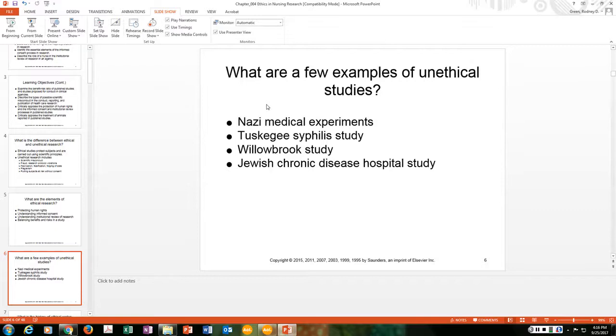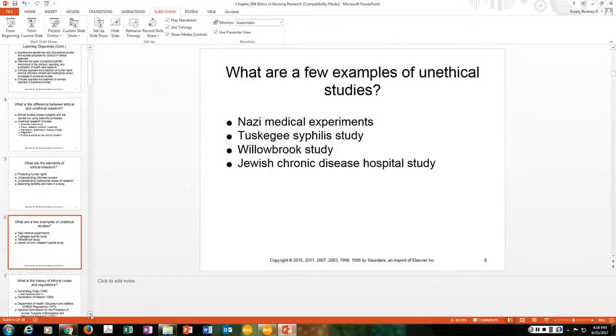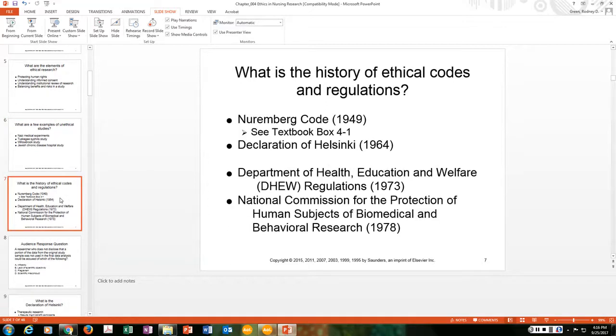And the Jewish Chronic Disease Hospital, this was 1960, this was an unethical study where, you won't believe this, live cancer cells were injected to patients. No informed consent, no IRB approval, great potential to harm patients. Their rights were not protected. So there was an effort to protect patients from the harms of research.